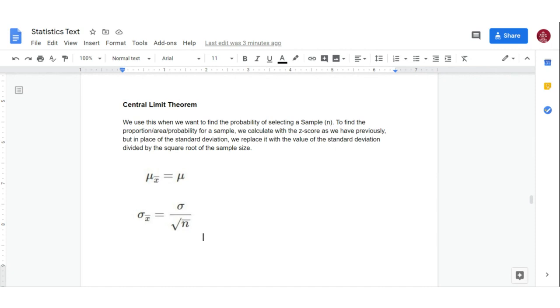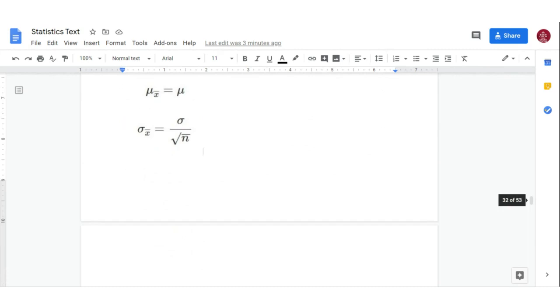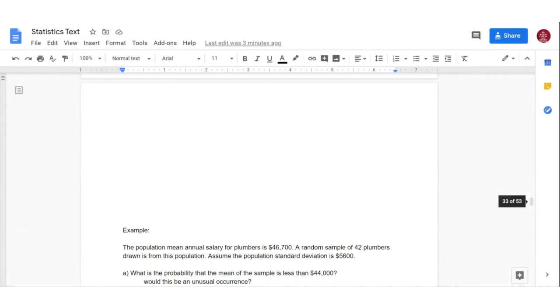And that's kind of on purpose, because the larger the sample is, that allows us to err on the side of caution. But anyway, just remember that.